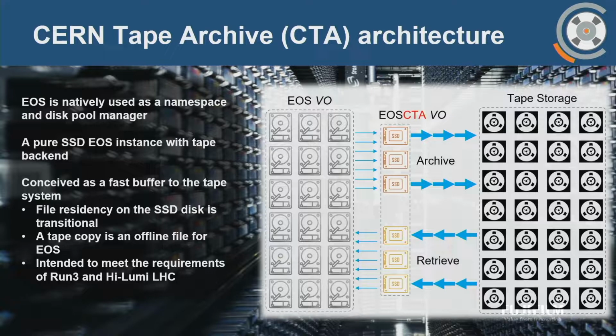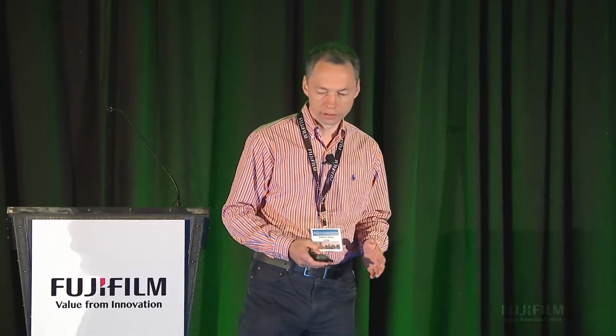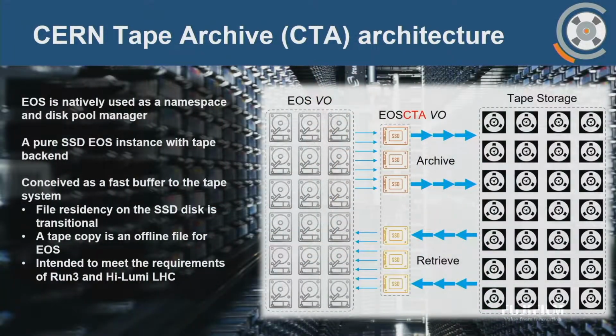Let's now have a look at the CERN tape archive architecture. This is basically a smaller instance of EOS. It's using the same software as a namespace and disk pool manager. However, instead of using spinning disks, it's using SSDs. So while the big EOS with the spinning disk is capacity oriented and the bandwidth is a byproduct, the SSD-based CTA instance, CERN tape archive instance, is really throughput oriented, and there is essentially zero capacity because all files are just transitioning through this instance.